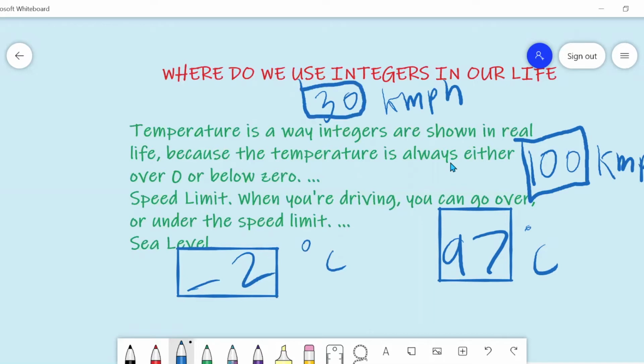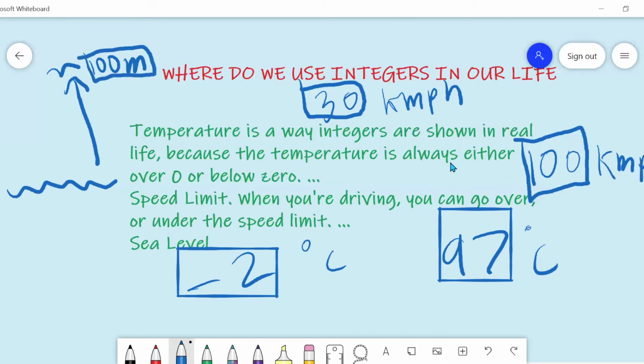Okay. And now let's take the last example. Sea level. Sea level is also an example of integers. Because if this is 0 and this is our sea, then a bird over here is 100 meters above the sea. So 100 meters equals plus 100. So plus 100 is an integer.